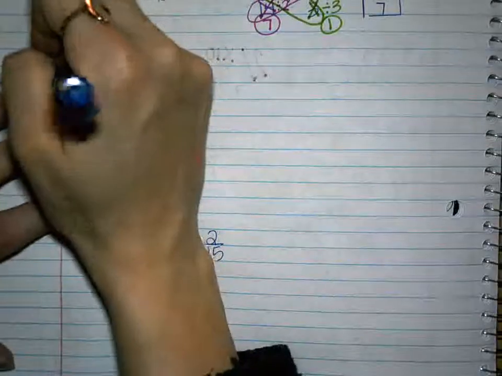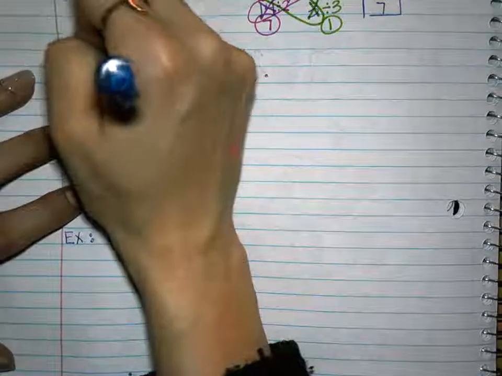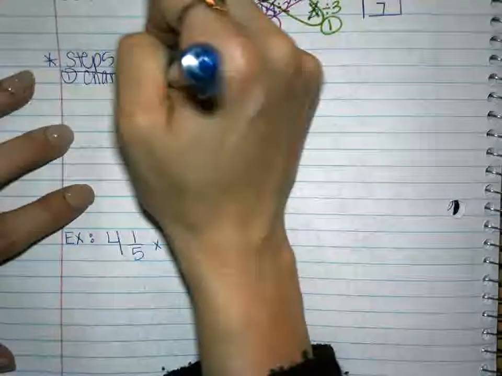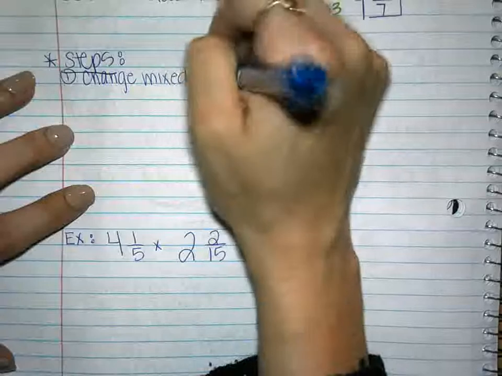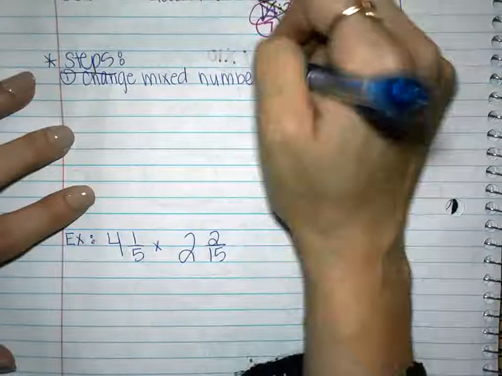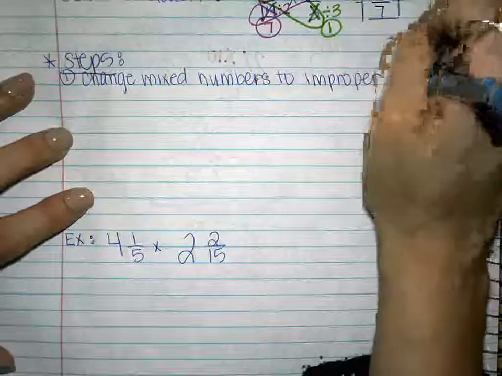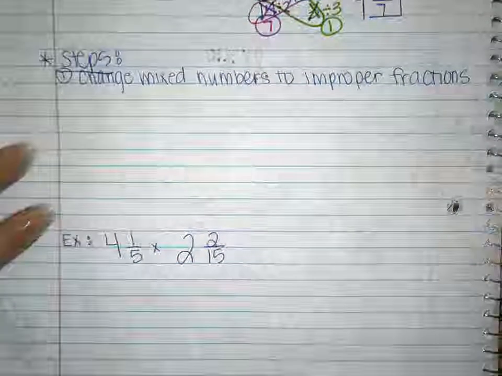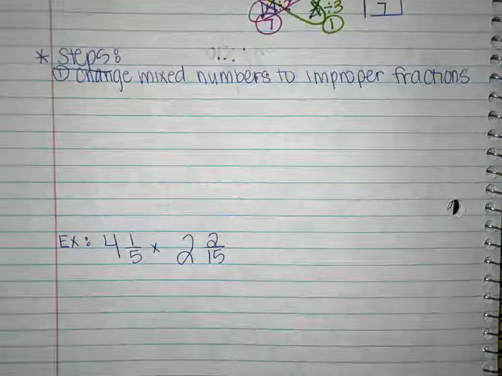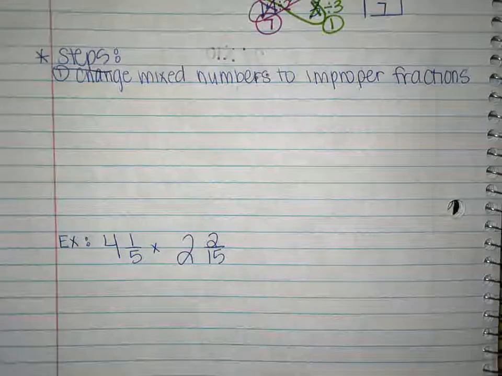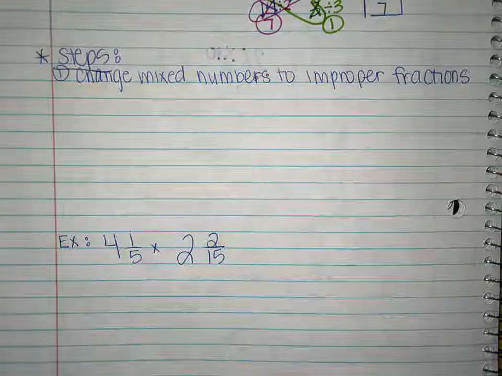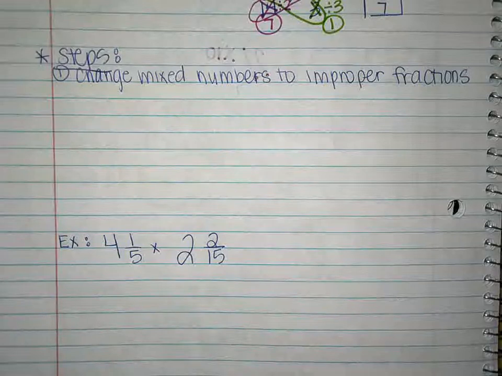So step 1, change mixed numbers to improper fractions. So everyone do that for me, please. Change the mixed numbers to improper fractions. I want to see if you remember how to do it.